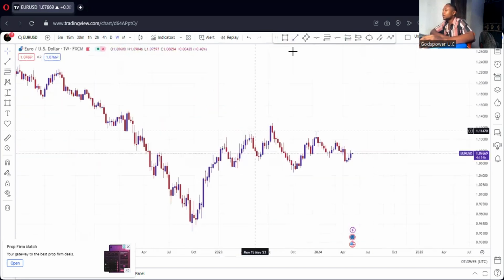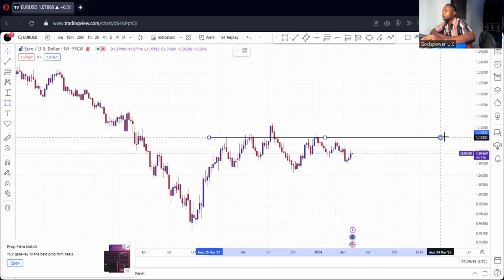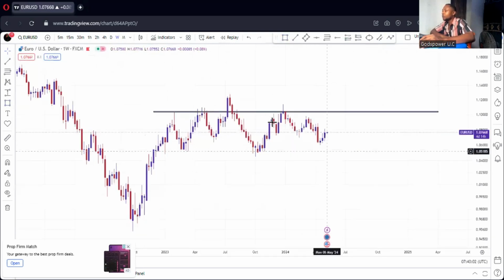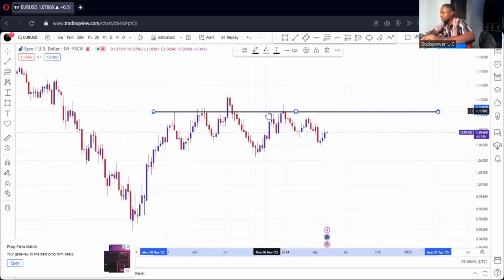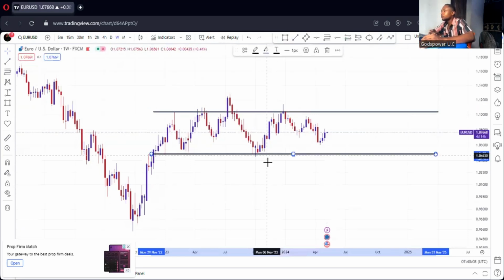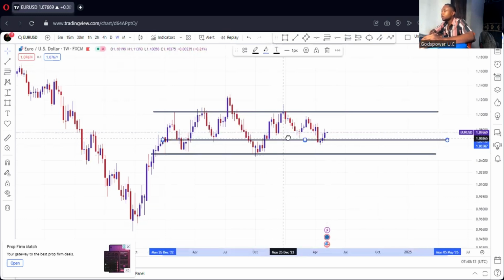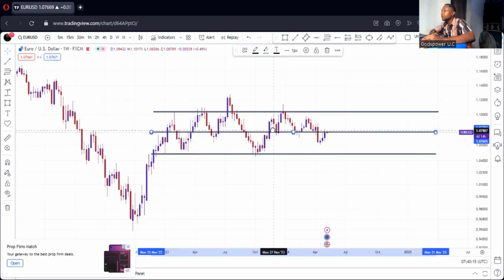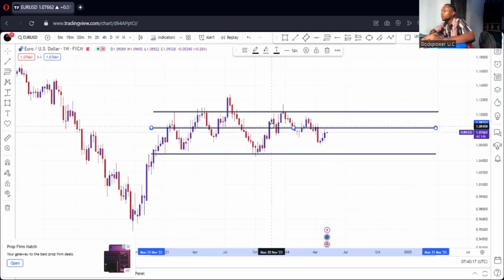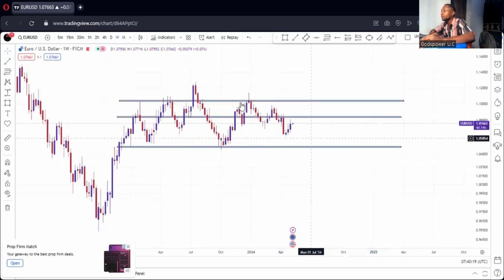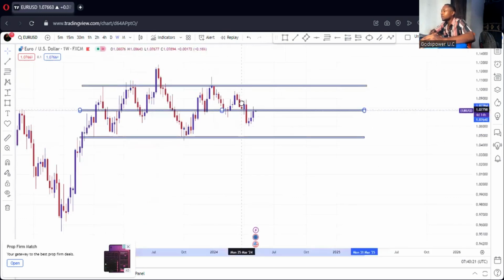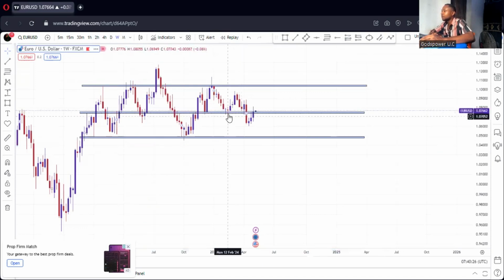And on this weekly, I'll go ahead and try to put up my areas of interest. So these are my areas of interest right here. I think there is another zone right here. There might be a zone around here. But let's look for the major ones for that. So there is a zone right here.